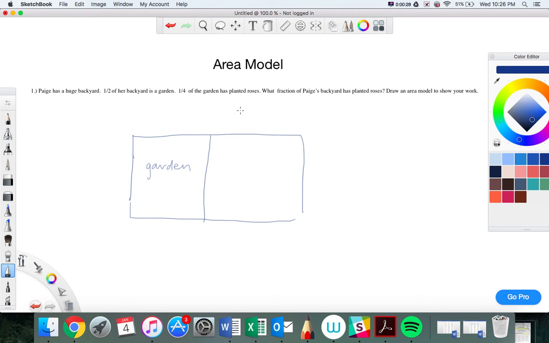And 1/4 of the garden has roses planted. So now I'm going to actually shade in that garden so that I can see it. Now let's look at 1/4 of that garden. So I need to break her garden into 4 pieces. Now I'm just going to look at 1/4 of that.